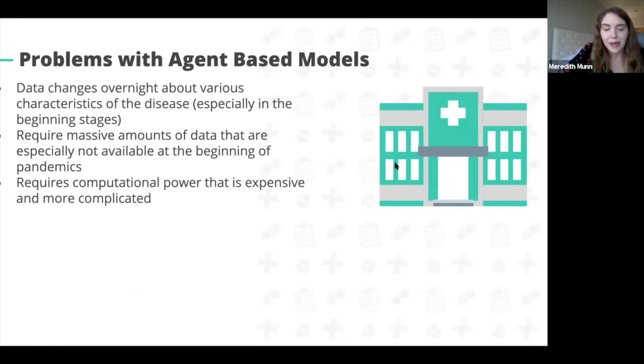The failings with the agent-based model were that data changes and is still changing rapidly throughout the entirety of this pandemic. We did and do not know the exact transmission rate nor the number of asymptomatic cases. Also, it was unknown for months if reinfection could occur. The massive amounts of data required to accurately make predictions was not accessible, especially at the beginning of the pandemic. The fact that this model requires extensive computational power that many places do not have access to is a barrier as well. Next slide.